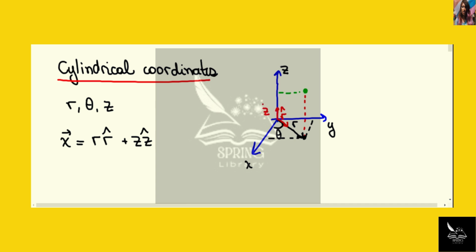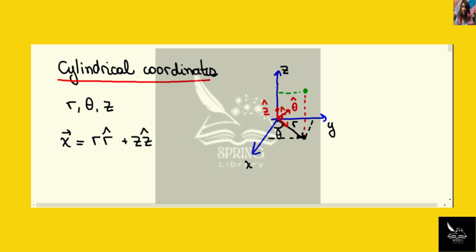The last unit vector we need in order to have a complete base is a vector in the theta direction, which is the vector that is perpendicular to both z and r, and is pointing in this direction here. This is the theta vector. Okay, it's still on the xy plane.